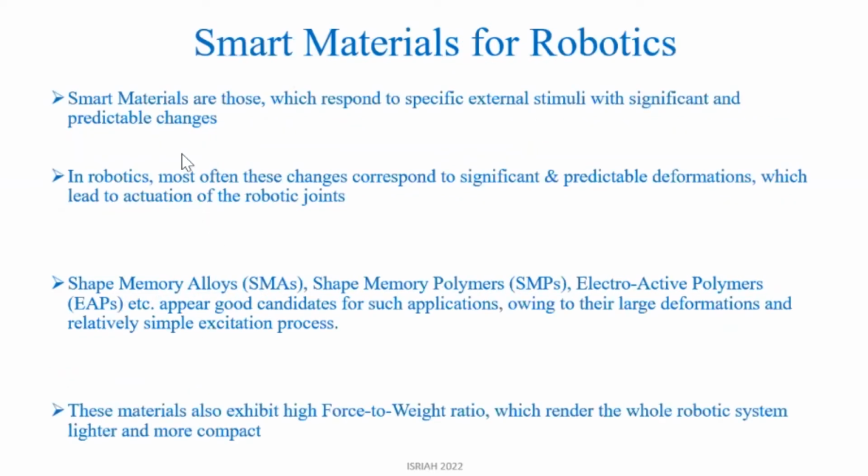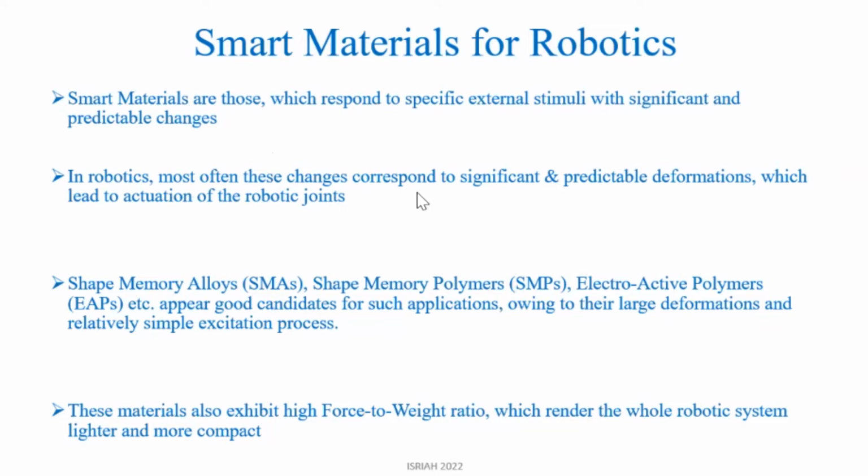So smart materials are a typical category of materials which respond to some specific external stimuli, maybe heat, maybe light, maybe magnetic field, maybe electric field, etc., with significant and predictable changes. In robotics, most often these changes correspond to significant and predictable deformations.